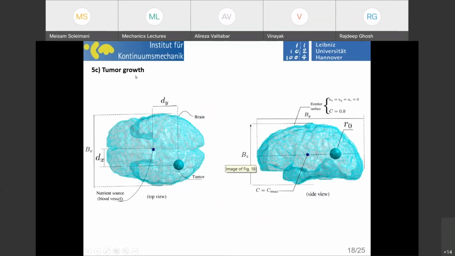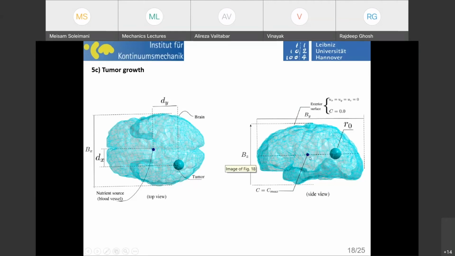The next example is the tumor growth. You know, it speaks for itself. Tumor means that you have basically, let's say, a spherical lesion, and then it starts to grow. And this is the brain. These are the geometrical things. And then we have assumed, it's only an assumption, that the growth of the tumor is only controlled by the availability of a blood vessel.